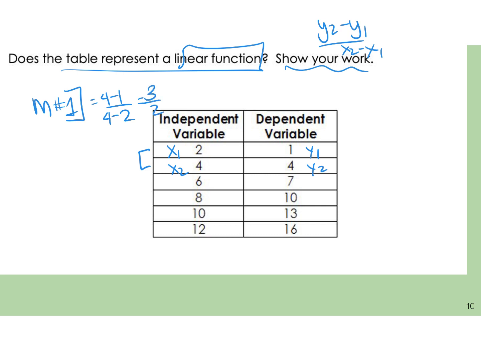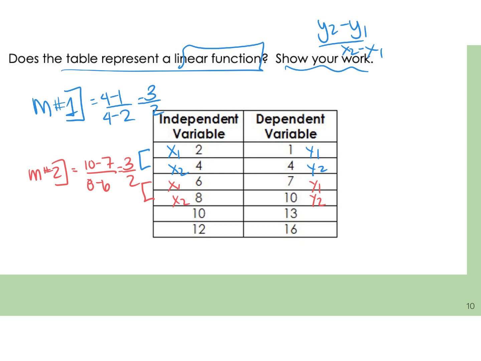I will switch colors to do my second one. I'm going to use these next 2 points. It doesn't matter which points you use, okay? I'm going to call this my x1, x2, y1, y2. So for my second slope, I get 10 minus 7 over 8 minus 6. So I get 3 over 2.